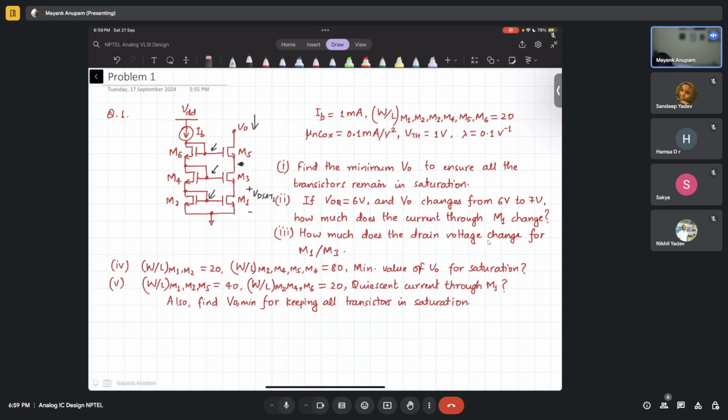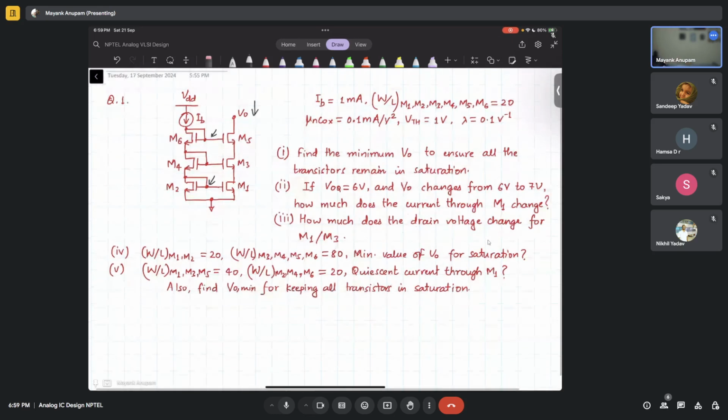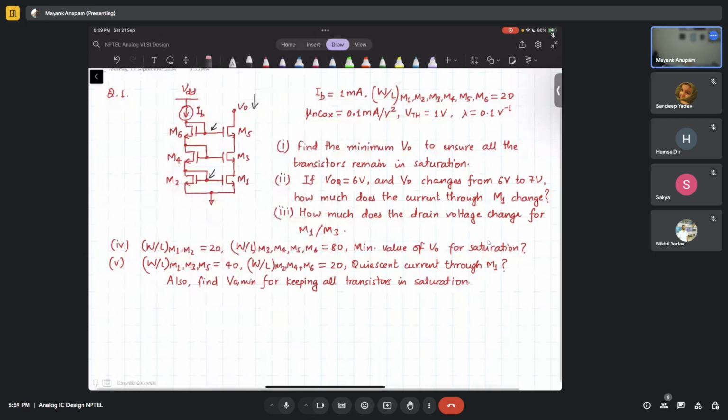And since all the transistors are the same, I think the same VD sat will be here, right? I mean, this will be what? Some gate voltage is present here. No, no, no. Okay, this will not be in that manner. This is a good question. Okay, let's do it once.